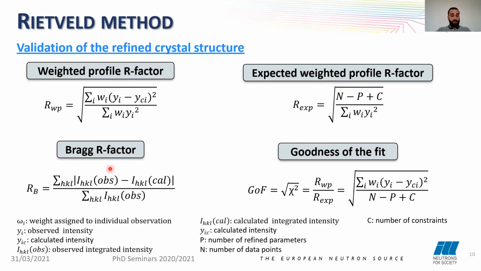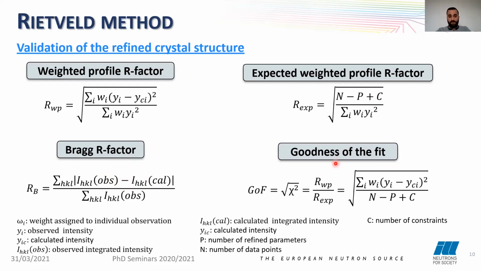Then we have the Bragg factor, which is based on the Bragg intensities, but no, it's not based on the observed Bragg intensities, but on those deduced with the help of the model. And it serves as a useful function because it is sensitive to misfits in the pattern that do not involve the Bragg intensities of the phase or the phases that we are modeling.